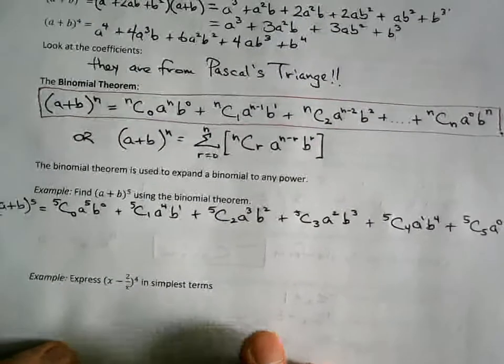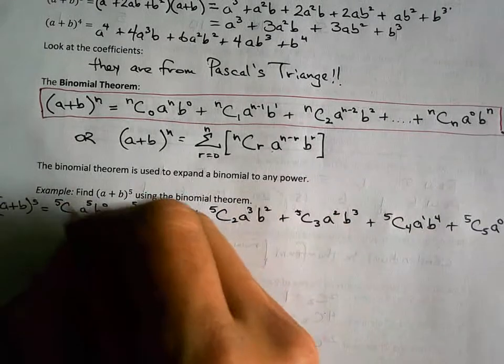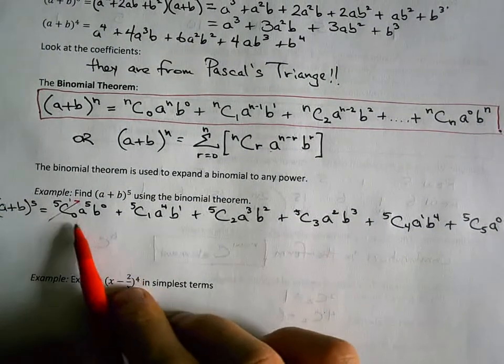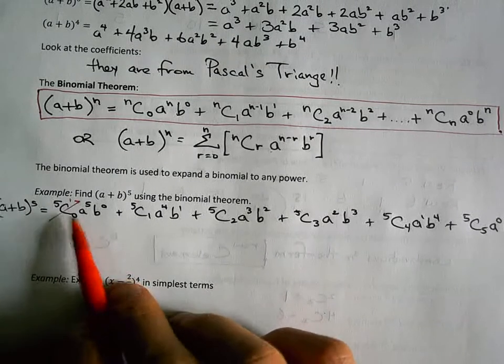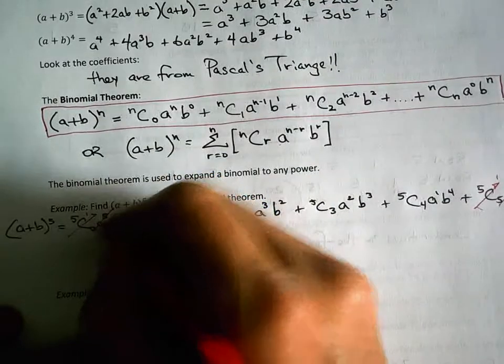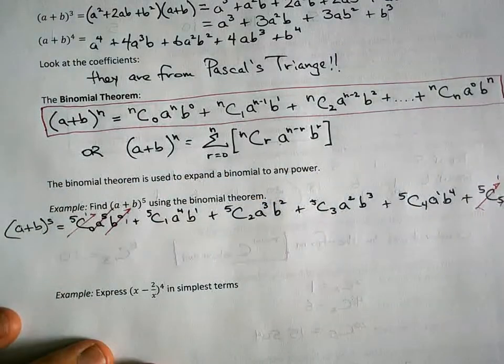And you can simplify this a little bit. I mean, 5 choose 0 is always going to be 1. You can remember the side values of my Pascal's triangle are always 1. You can type this in your calculator. Similarly, 5 choose 5 is always 1. A to the power of 0 is 1, and b to the power of 0 is 1.